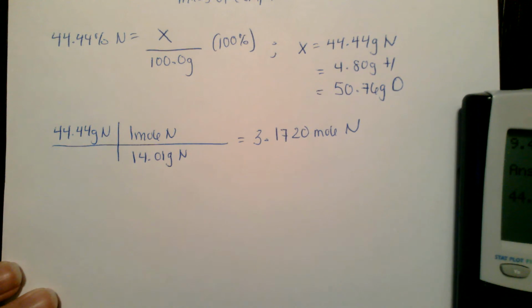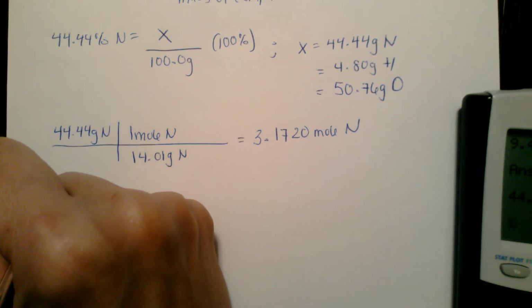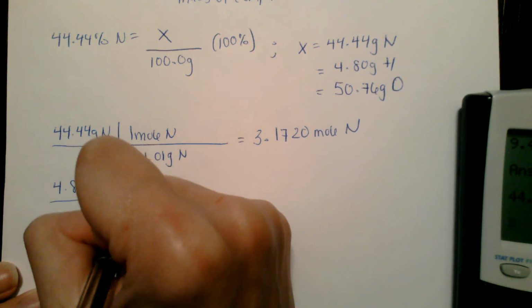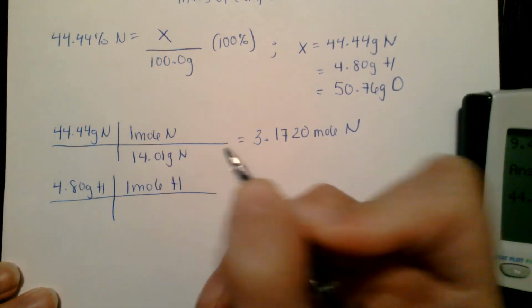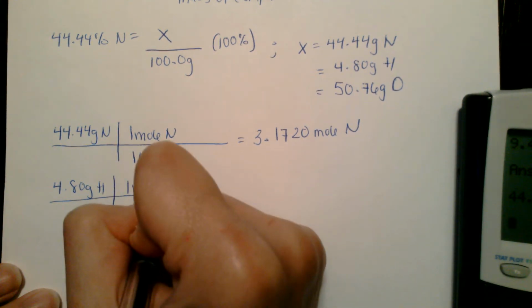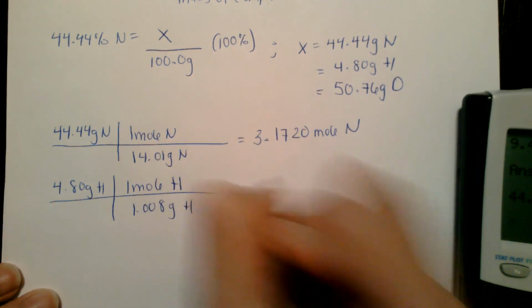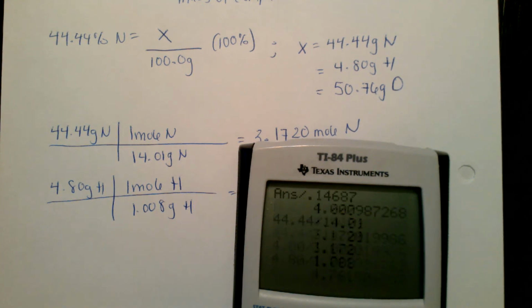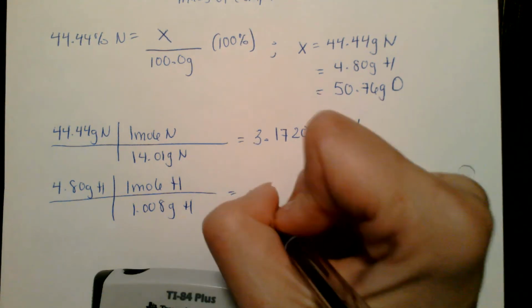From there, we're going to do the same thing with our hydrogen. 4.80 grams of hydrogen. 1 mole of hydrogen for every 1.008 grams. Okay, so 4.80 divided by 1.008. So we get 4.7619.